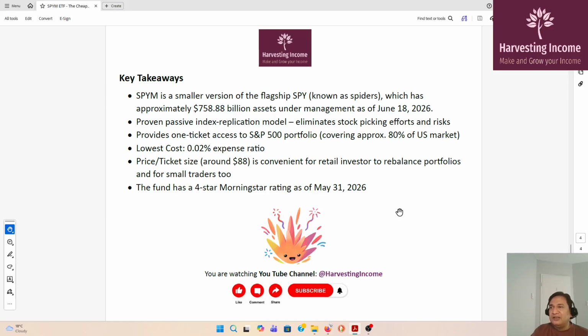Last but not the least, the fund actually has a decent rating, like 4-star rating from Morningstar as of May 31st. So that's another point that adds credibility to the fund. So in terms of the low cost, in terms of the track record, in terms of all these, I find this a very great option for conservative investors or people starting out just now and they want to get started in investing without the complex research and all these efforts involved.